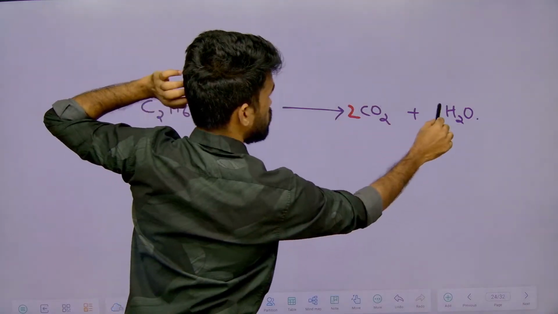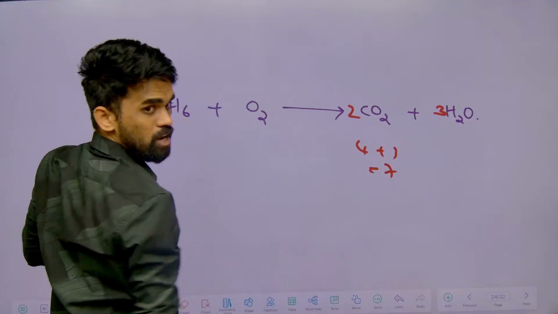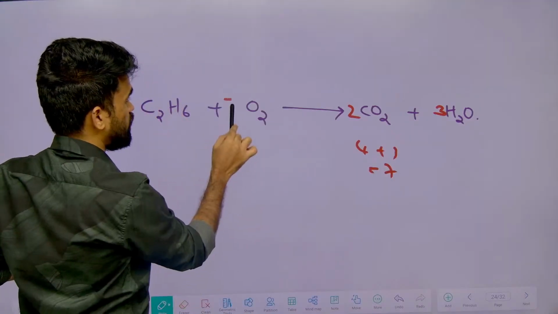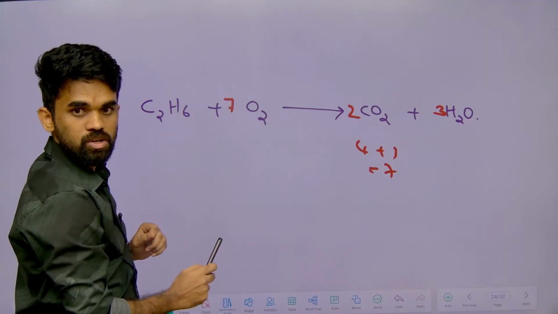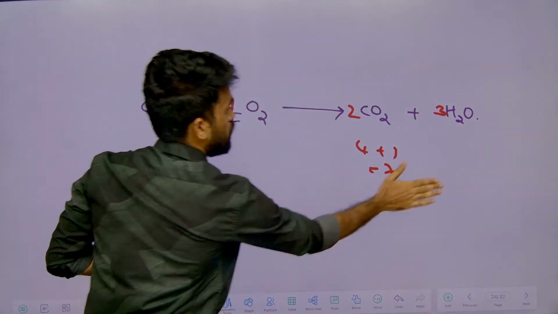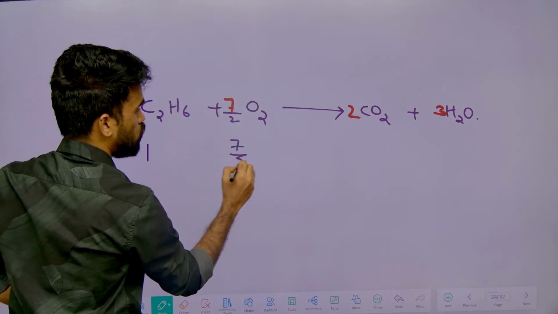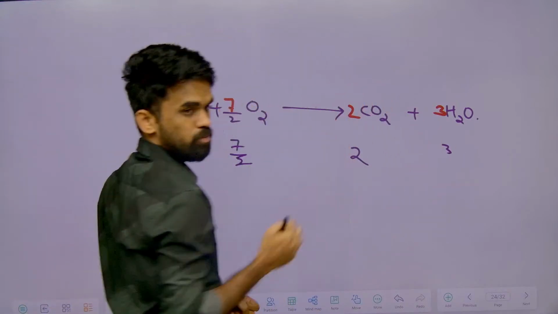2, 3. So 4 plus 3, 7. 7 oxygens are there. So if I put here 7, it becomes 14 oxygens. So I should write here 7/2. Clear, everyone knows this. Then after this, what is the mole ratio? 1 mole, 7/2 mole, 2 mole, 3 moles.